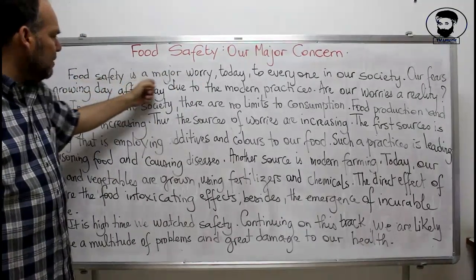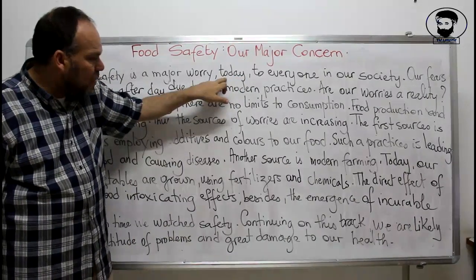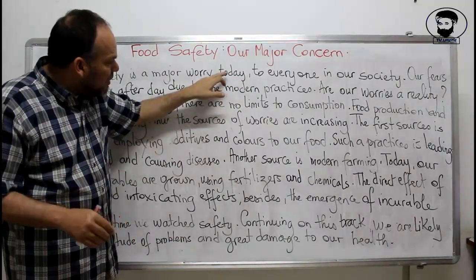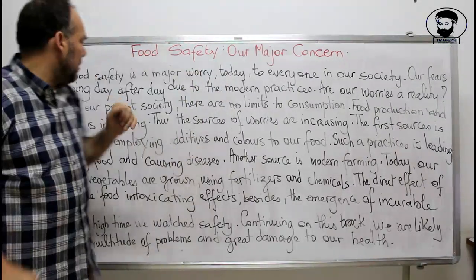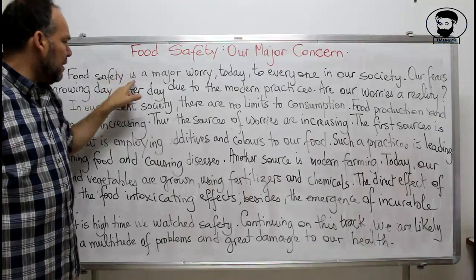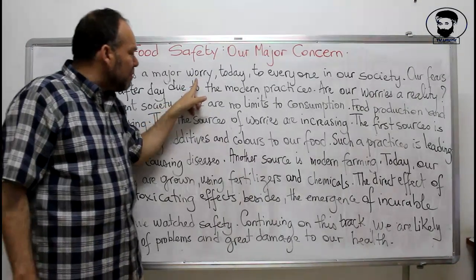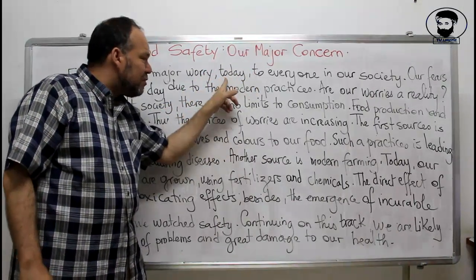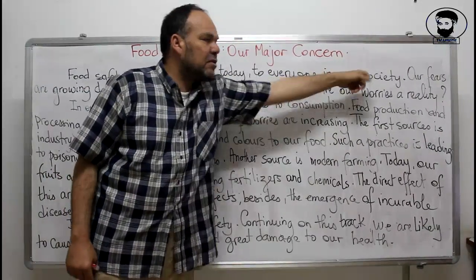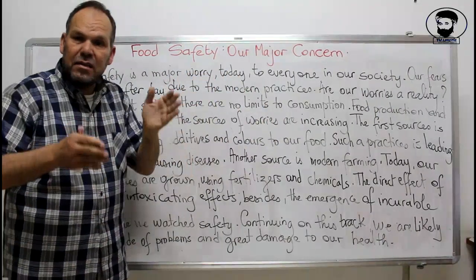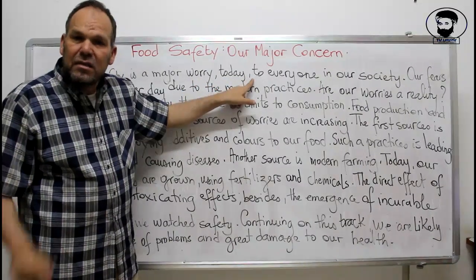So, food safety is a major worry, comma, today, comma. Why? Because today is a time marker, and I'm writing this time marker in the middle of the sentence. So I must separate. Food safety is the subject, is is the verb, a major worry is the complement, which is divided by today, because today is in the middle, is a worry to everyone in our society. So because today is in the middle, I separate with 2 commas. And this is the mechanics in the paragraphs.